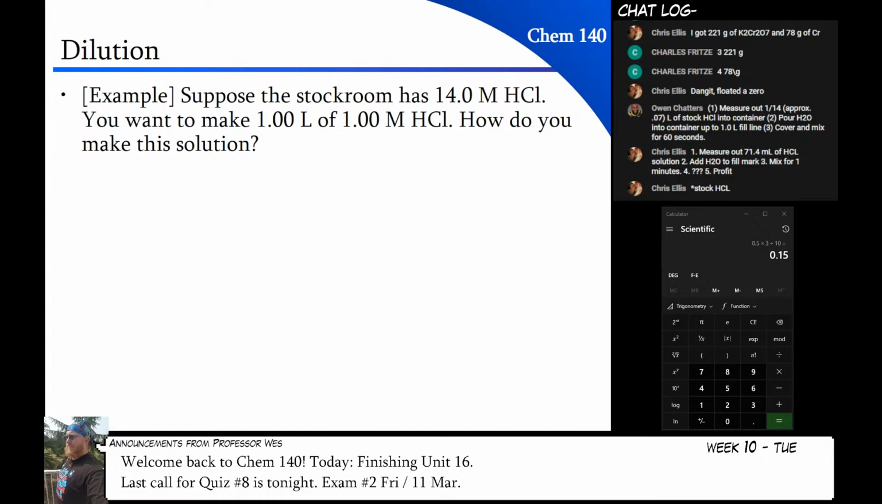All right. So I have one. All right, so I've got 14 molar HCl, and I want to make 1 molar HCl. And again, I want 1 liter of it. I'm not sure why all my problems just have you make 1 liter, but if it's a different volume, you have a different number there. That's fine.